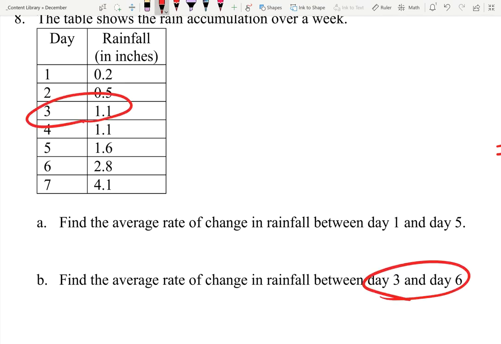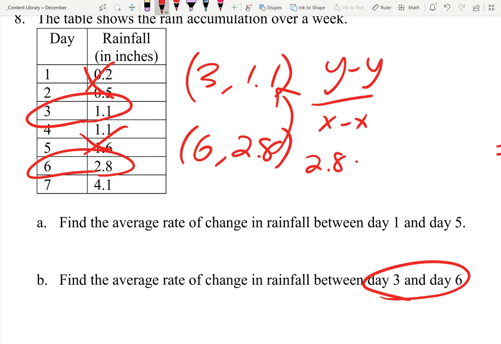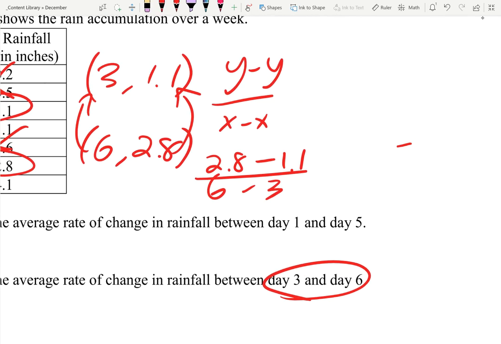So day 3 is 1.1. And day 6 is 2.8. Right? Ignore everything else. It doesn't matter. We're only finding the rate of change between these 2 points. So we're going to do the same thing. Subtract the y's, subtract the x's. So y minus y, that would be 2.8 minus 1.1. And subtract the x's would be 6 minus 3. So when I calculate this, 2.8 minus 1.1 would be 1.7 over 3.